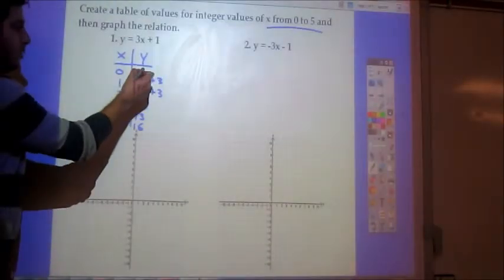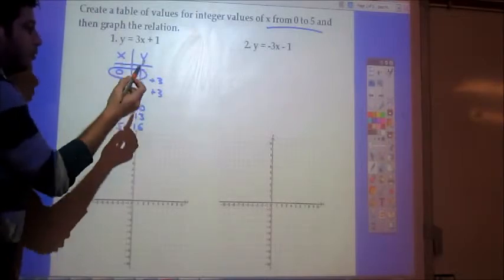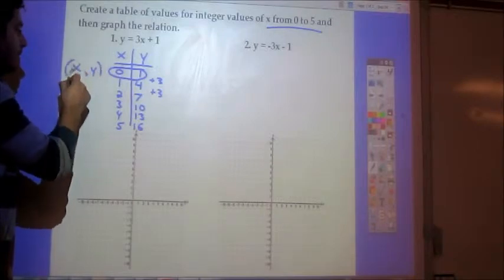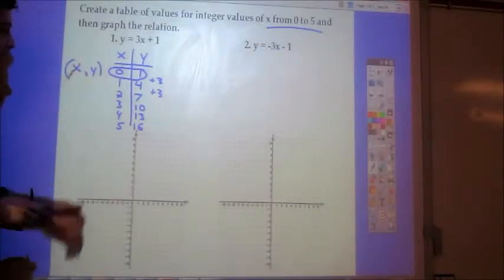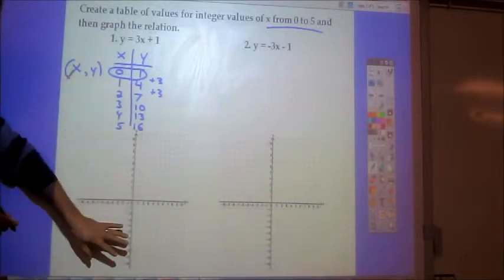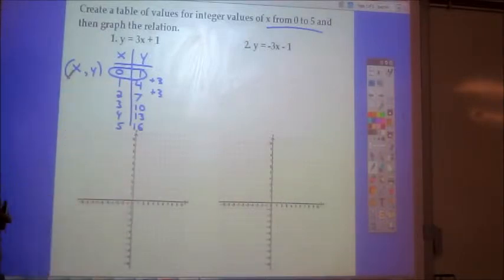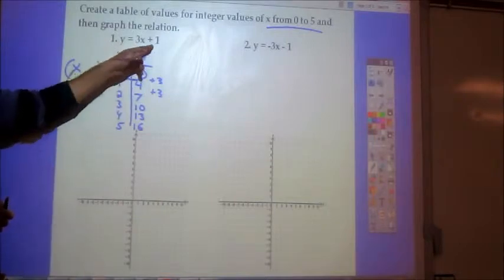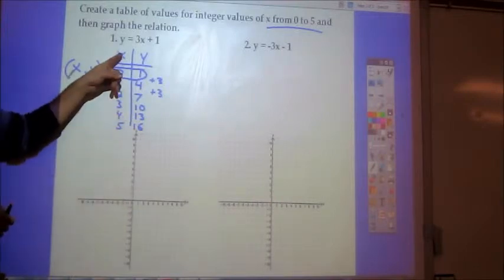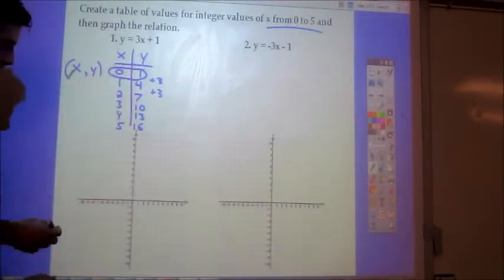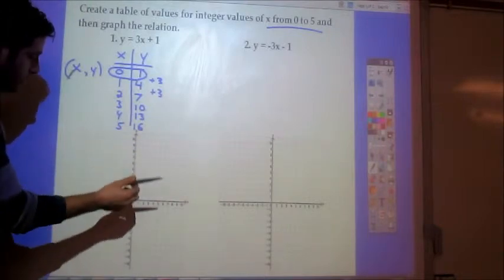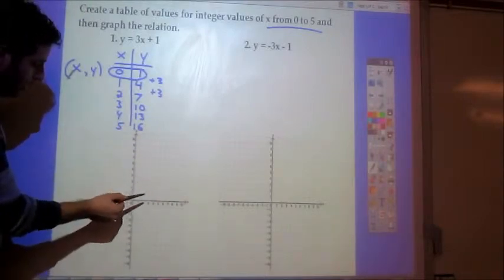Now remember that each one of these pairs of numbers is actually an ordered pair. And the order is x, y. x first, then y. Now, these can actually serve as the coordinates of a point on a grid like this. So that enables us to graph a linear relation on an xy grid. So when x is 0, y is 1. This is the x-axis, and this is the y-axis. So when x is 0, y is 1.